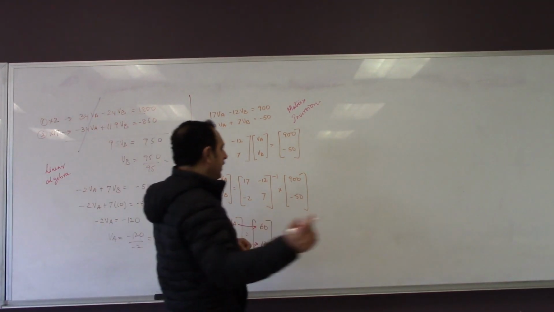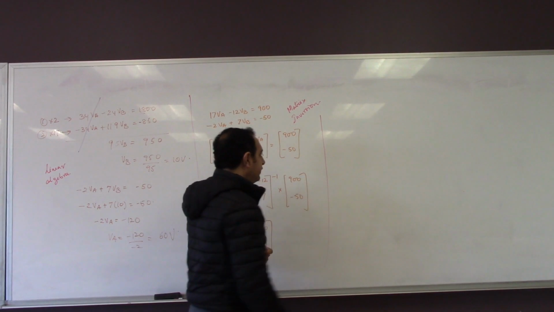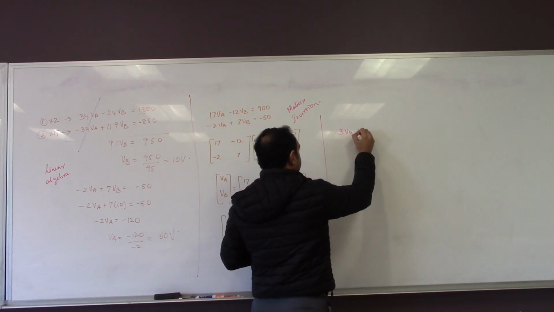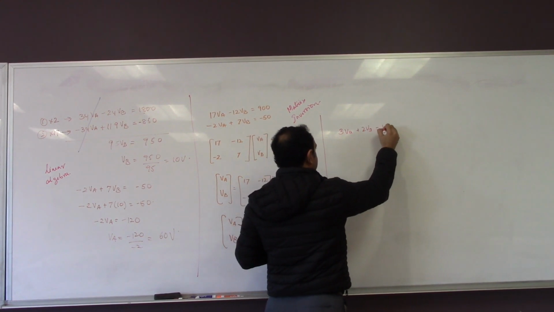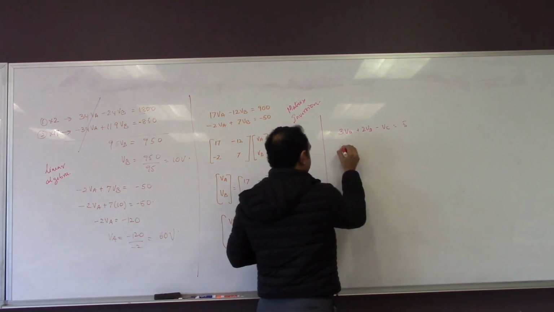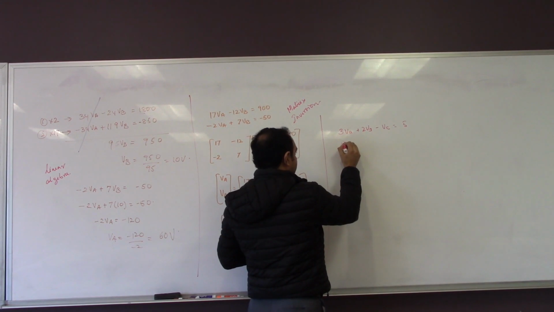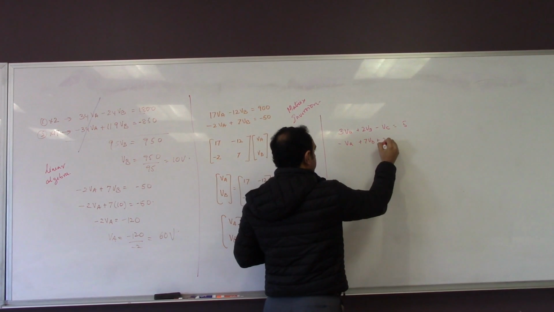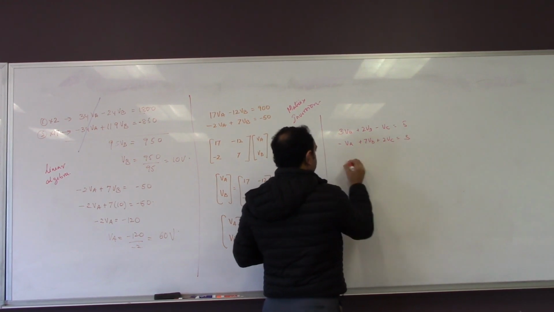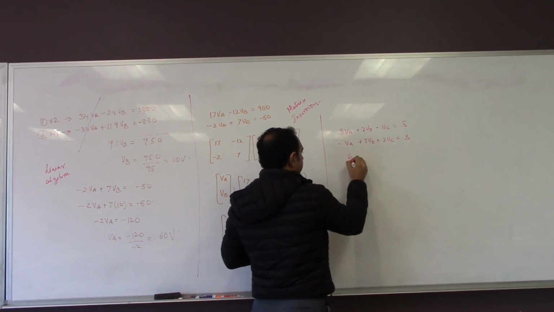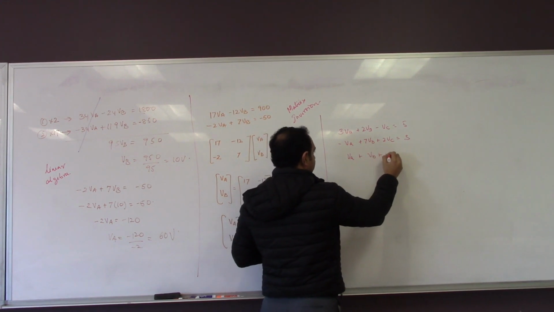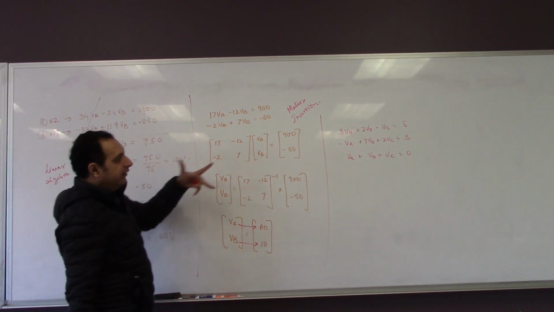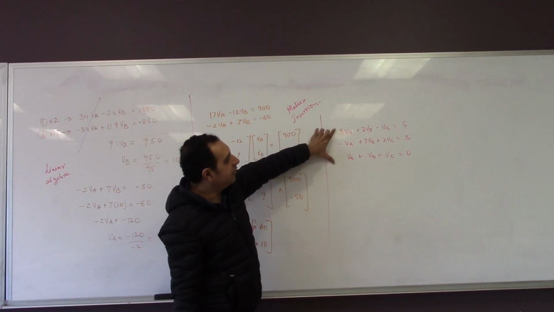But sometimes, as we go to the next set of techniques, you'll see that you'll have three equations. For example, VA plus 2VB minus VC is equal to 5. Or you can have, for example, minus VA plus 7VB plus 2VC is equal to 3. And then you can have VA plus VB plus VC is equal to 0. We need to find all three: VA, VB, VC. We have three unknowns and three equations.